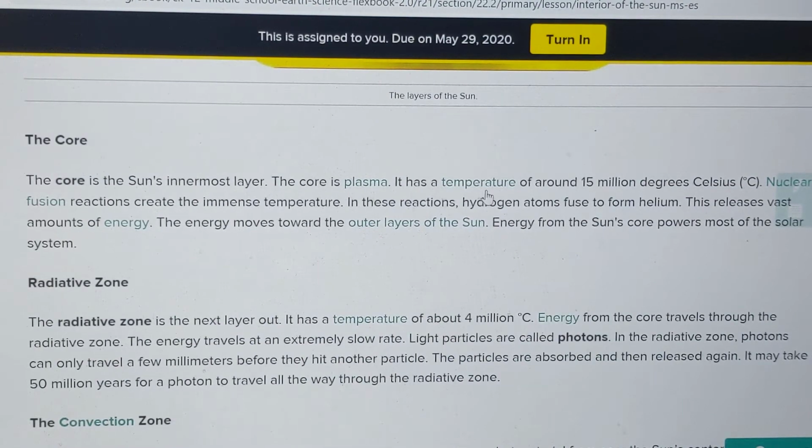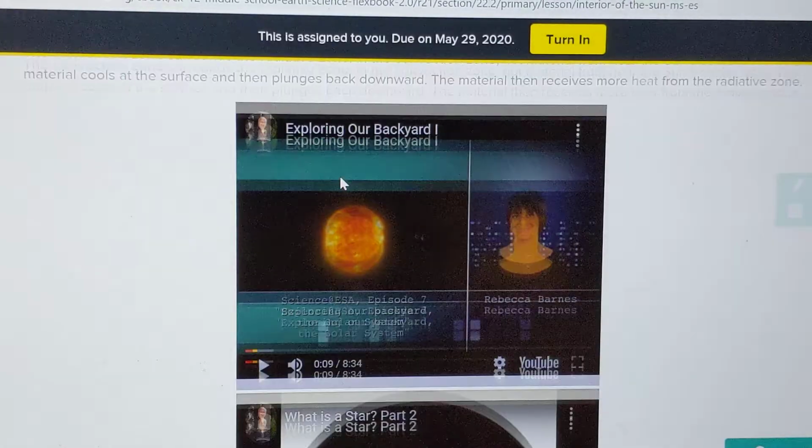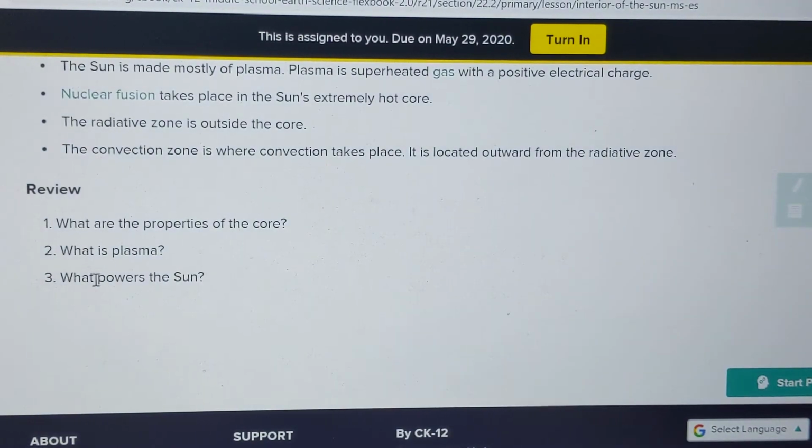Core is plasma, has a temperature around 15 million degrees. Let's see, nuclear fusion reactions create an immense temperature. Hydrogen atoms are fused into helium and release vast amounts of energy. Energy moves towards the outer layers of the sun. Energy from the sun core powers most of the solar system. Okay, and this last question here is like, what powers the sun? That should be gravity that powers the sun.